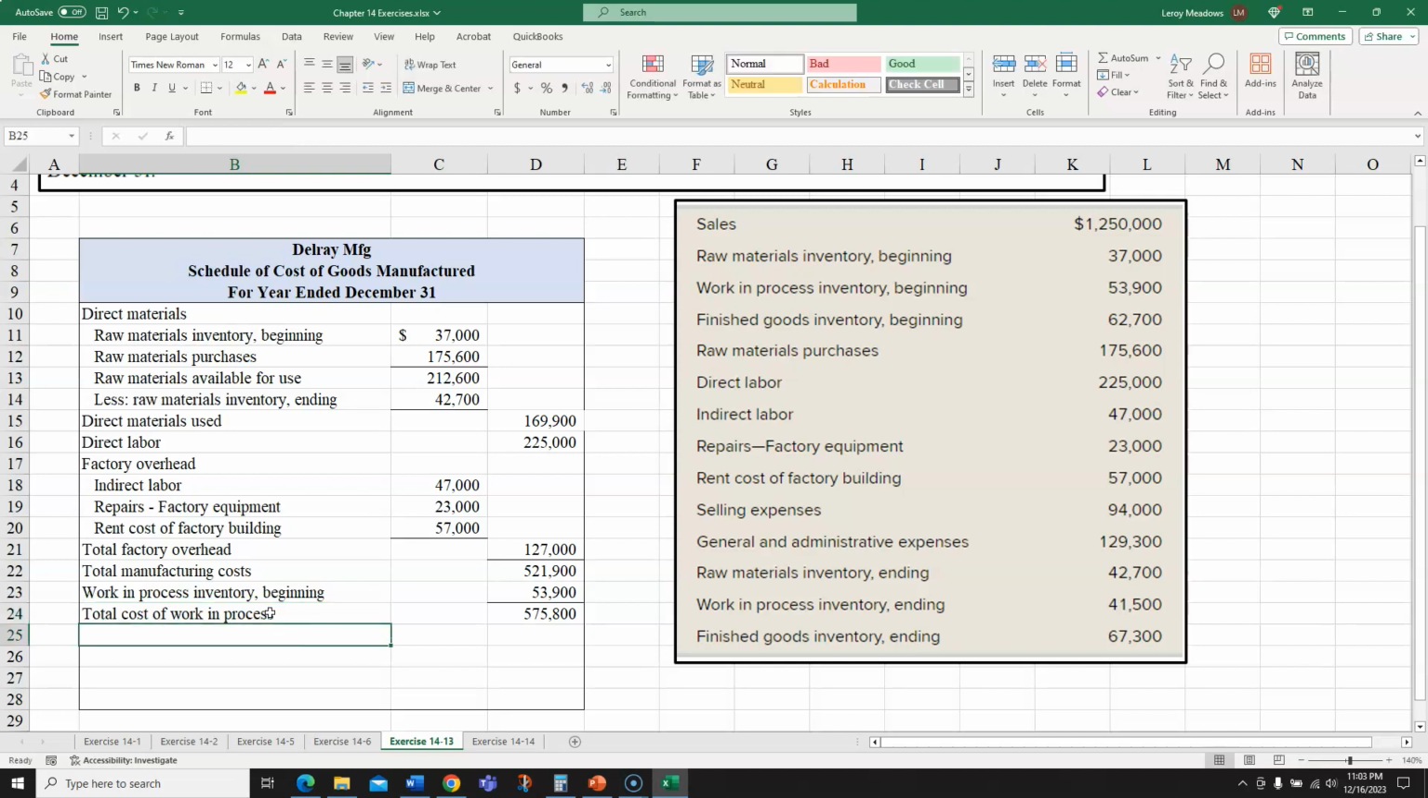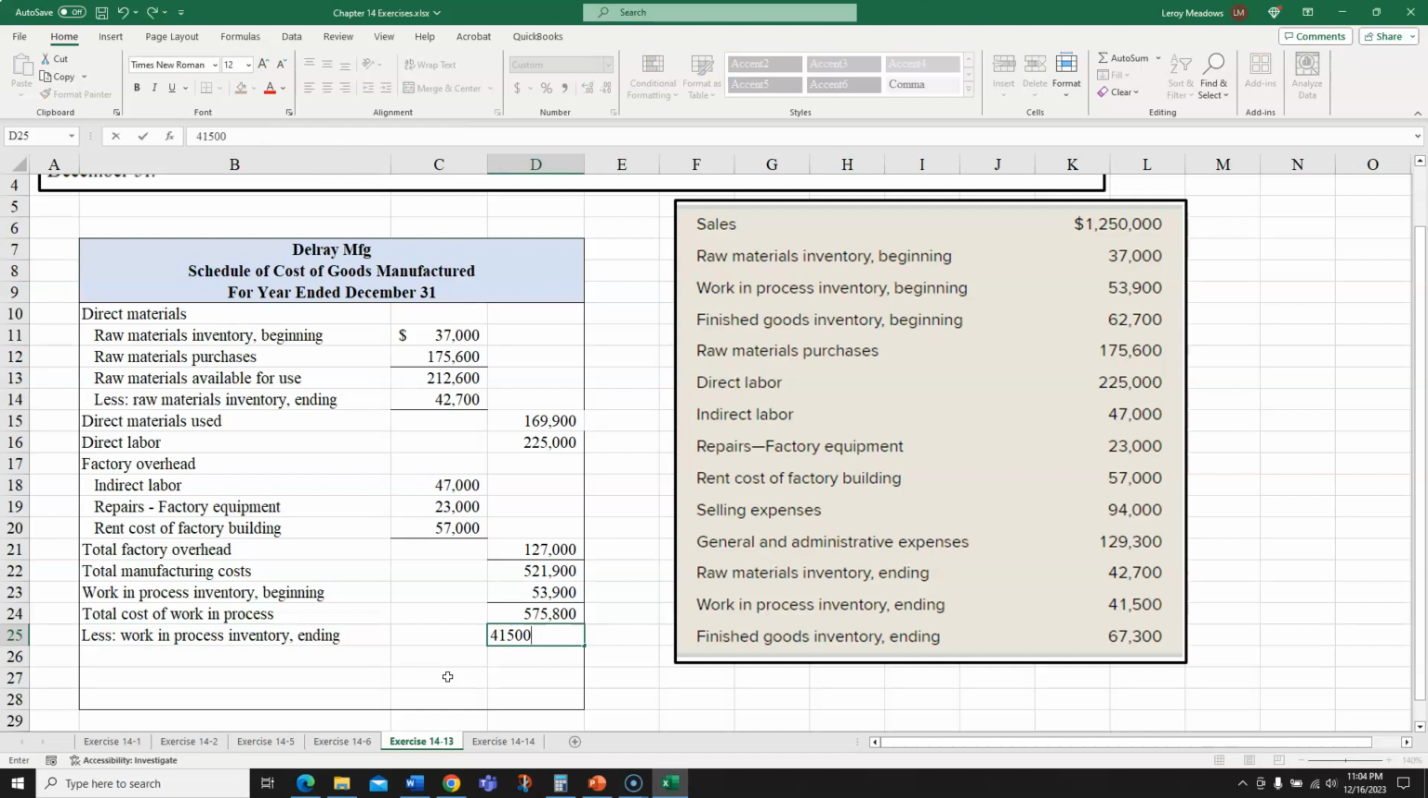So this is the total amount of debits, if I want to look at it from a T account perspective. The total amount that's been charged to work in process. Now, from that, I'm going to subtract out my work in process inventory at the end of the period to calculate my cost of goods manufactured. So what is my ending balance? 41,500. So work in process inventory ending 41,500, and that will give me my cost of goods manufactured in the period.